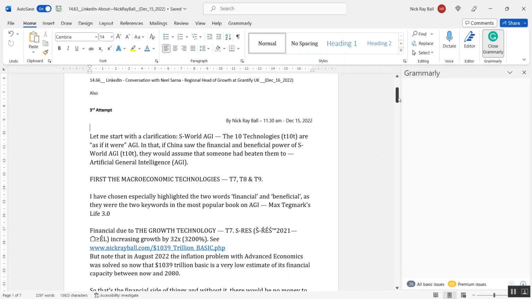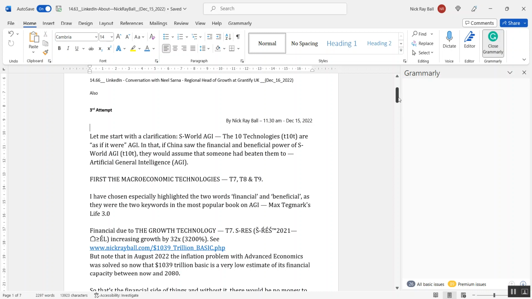Yeah, it's a little bit ballsy, but okay, let me start with a clarification. S-World AGI, the 10 technologies, are as if it were AGI, in that if China saw the financial and beneficial power of S-World AGI, they would assume that someone had beaten them to artificial general intelligence. And I haven't written it down, but that's basically what they describe in films like The Terminator. It's when machines are as smart as humans or smarter.